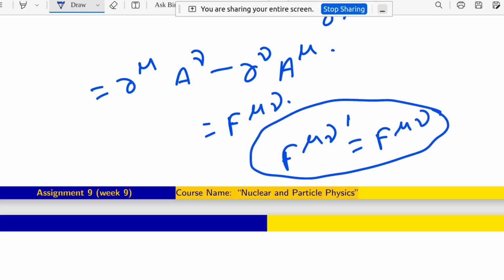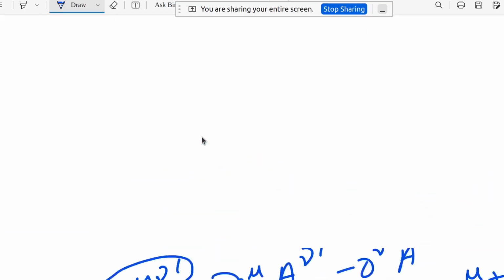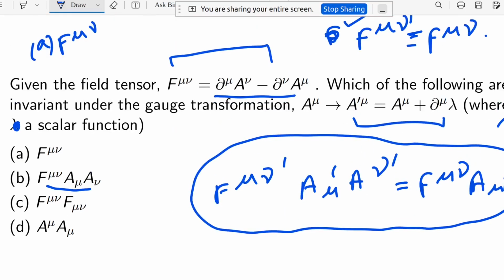So this is the condition we are getting. That means our F_μν is gauge invariant, that means invariant under gauge transformation. So the first option, whatever is given, that is correct, right? Now you can see, okay, fine.